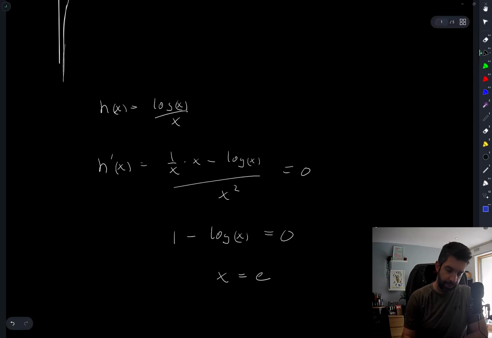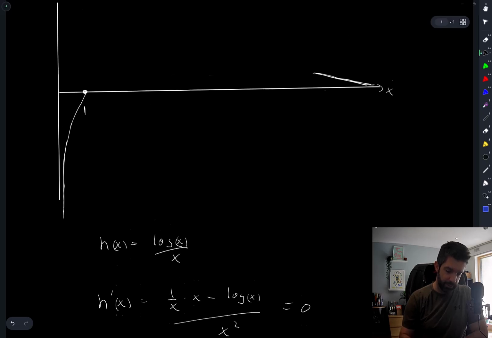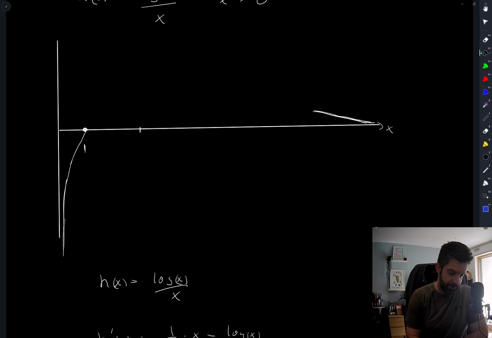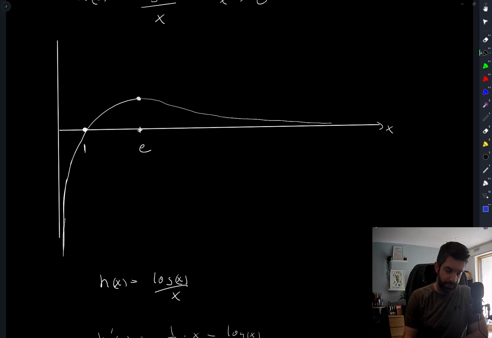So there's only one value of x where tangent lines have a slope of 0, and that happens when x is equal to e. I'm obviously not drawing this to scale, but that's fine. So we have a horizontal tangent there, and then we decrease, and asymptotically approach 0. So that's approximately what the graph looks like.